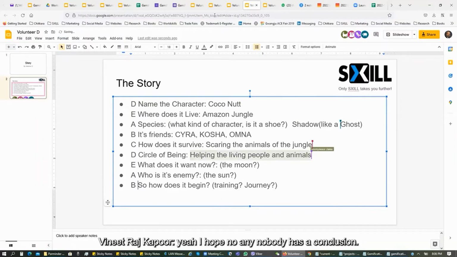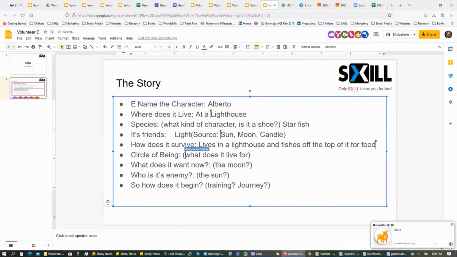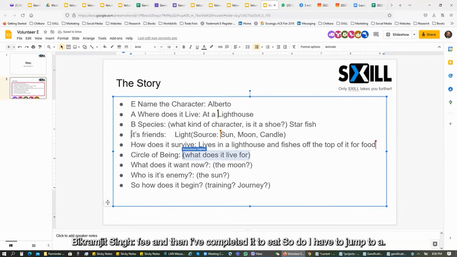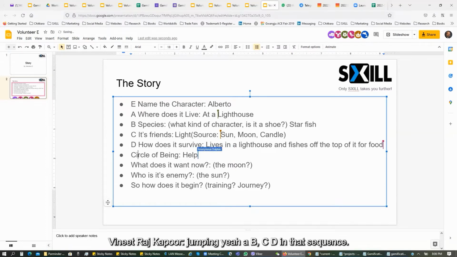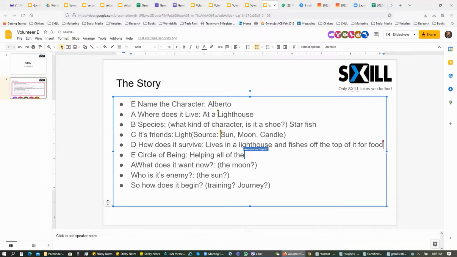Yeah, I hope now nobody has any confusion. I started with the filling, B, and then I've completed it to E. So do I have to jump to A? Yeah, A, B, C, D, E in that sequence. So if you started with B, then C, D, E, and then back to A. That is the sequence.